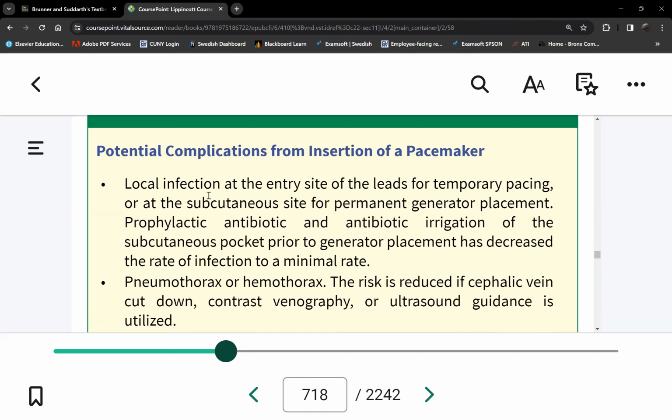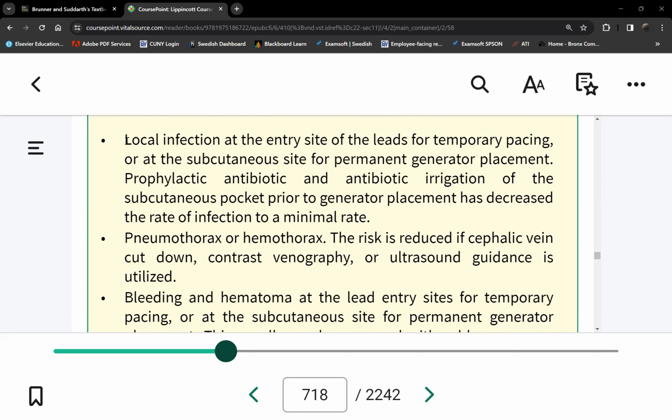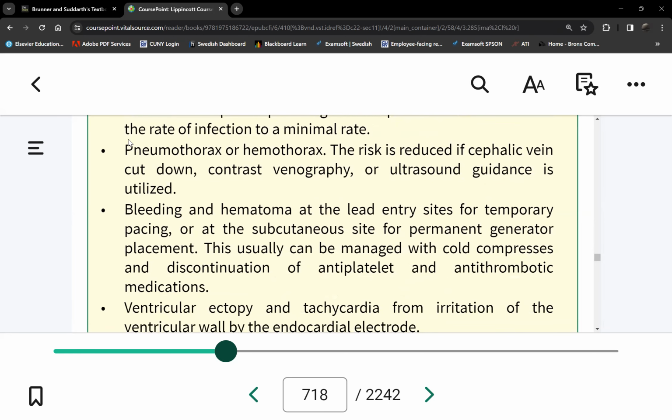There are a few complications related to pacemakers, and you can also put this under ICD. Same complications, no need to study ICDs separately. Most common is local infection. A patient just had it inserted and the site got infected. In that case, we'll take it out, put the patient back on a temporary pacemaker, treat the infection, and then start over. That could take weeks or months.